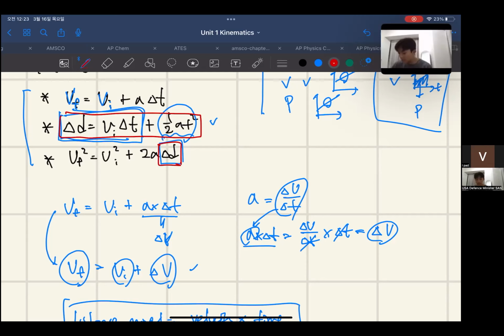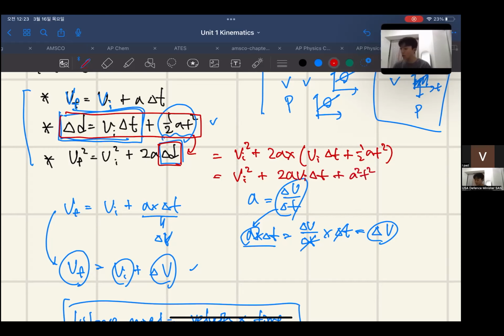So in this delta D, we can substitute this instead, which means VF squared, or VI squared plus 2A delta D, would be equal to VI squared plus 2A times not delta D, but the substituted value, which would be VI delta T plus 1/2 AT squared. Now, what's interesting is if you unravel this complicated polynomial, then what you get is VI squared plus 2A times VI, 2A VI delta T, plus 2A times 1/2 AT squared, which is A squared T squared.